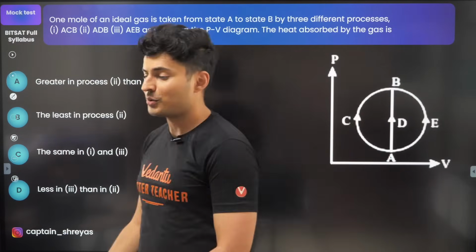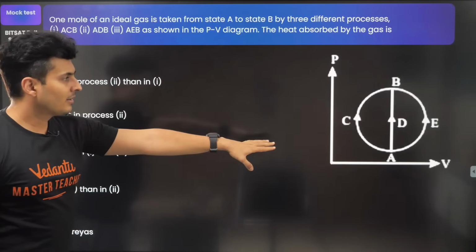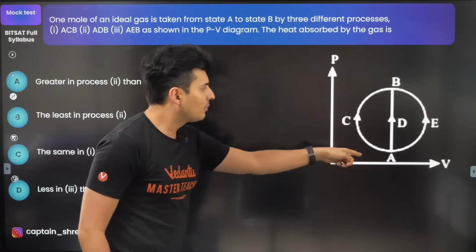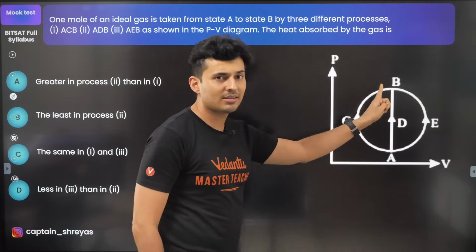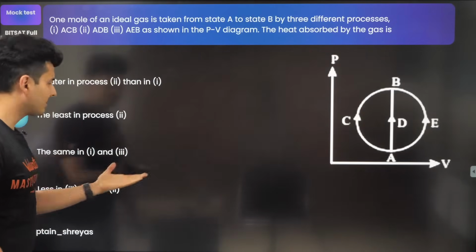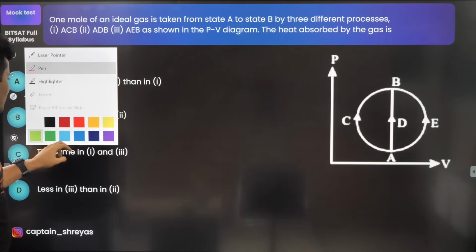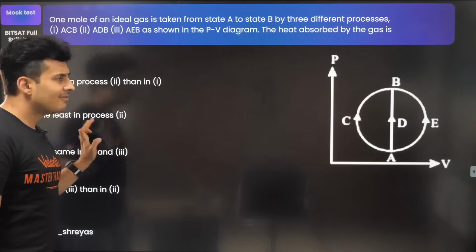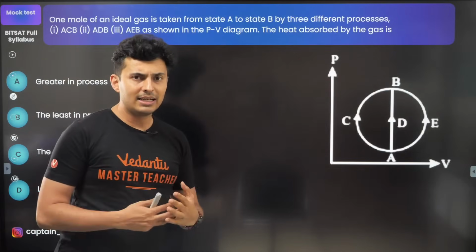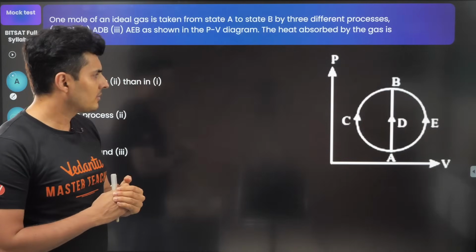Moving on to the next question coming up on your screen. There is a PV diagram given, 3 different processes, process 1, process 2, process 3. Question is, heat absorbed will be more or less in which of the process? Okay, so the best way to do such a question is to actually check where is heat more, where is heat less for everything, and then try to look at the options.